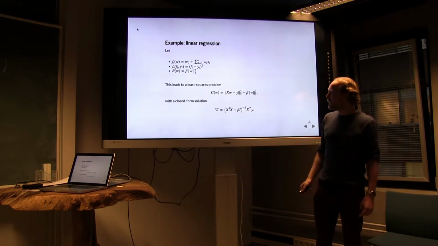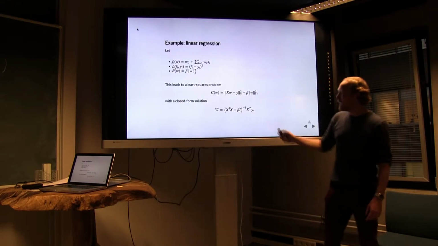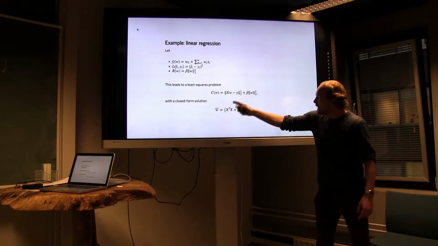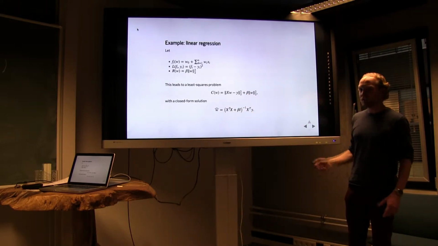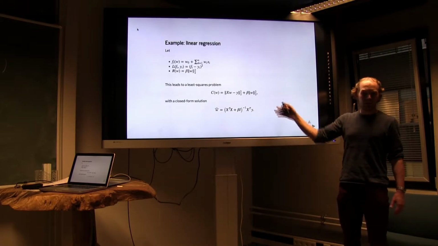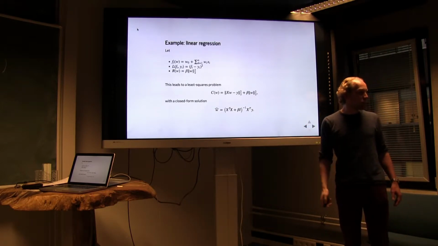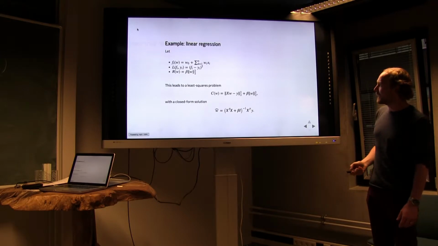You've probably seen that before. In this case, this is just a linear least squares problem, and it has a closed form solution that looks like that. So this is just to connect that this is not something very exotic. It's something you have seen before and probably have computed and played with.